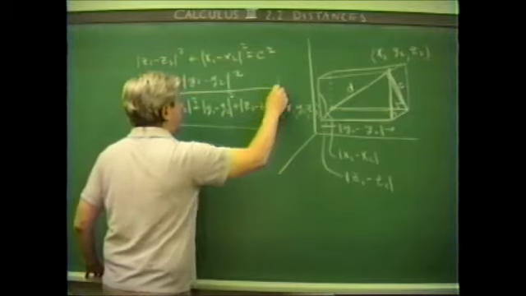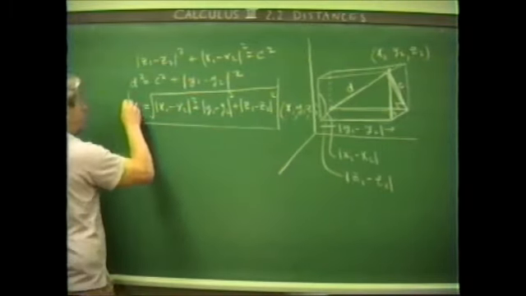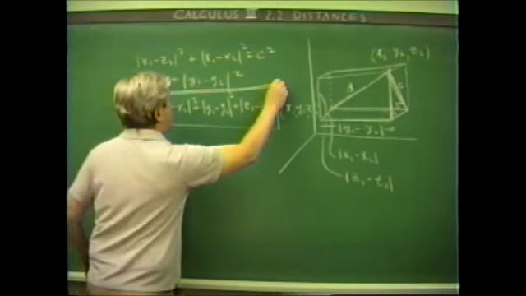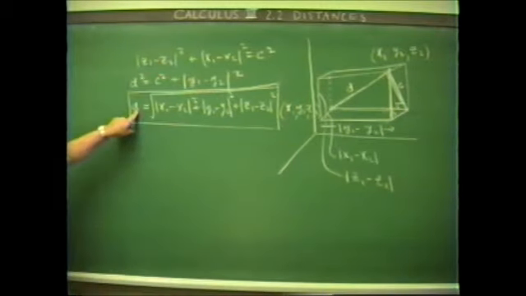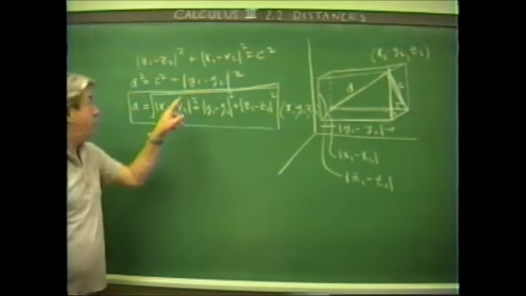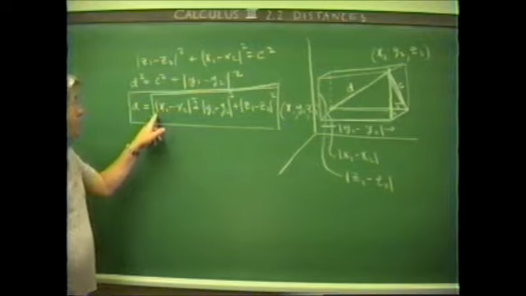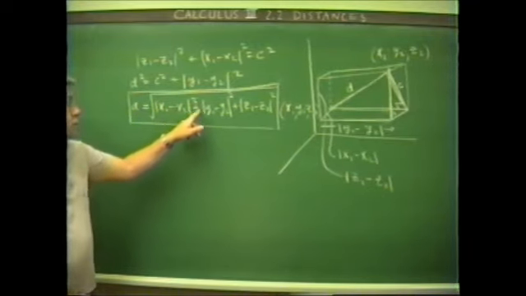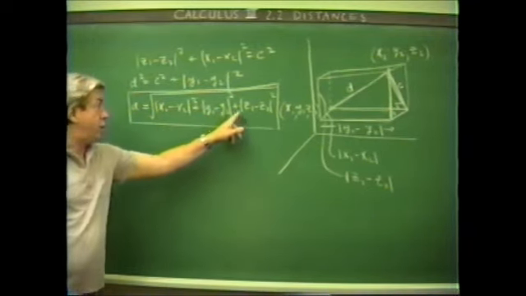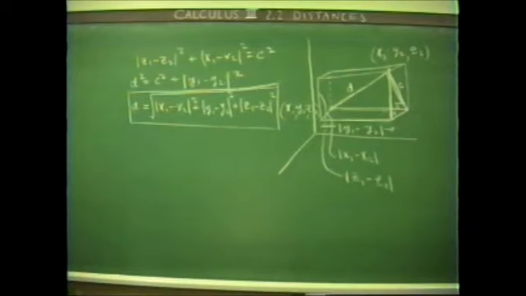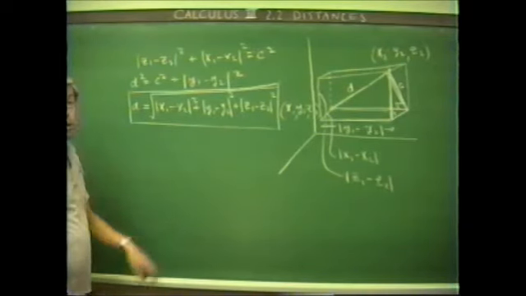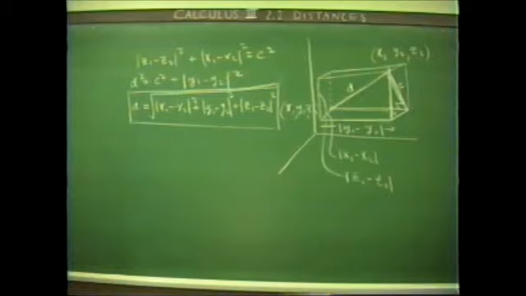So this is the formula here for the distance between two points, x1, y1, z1, and x2, y2, z2. Square root of x1 minus x2 squared plus y1 minus y2 squared plus z1 minus z2 squared. Exact analog to the distance in two-dimensional space.